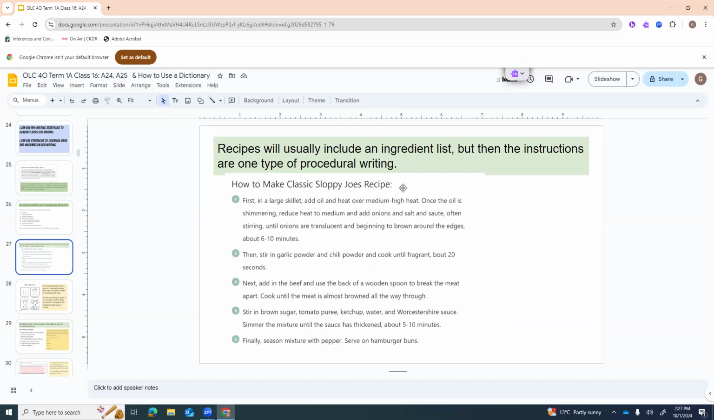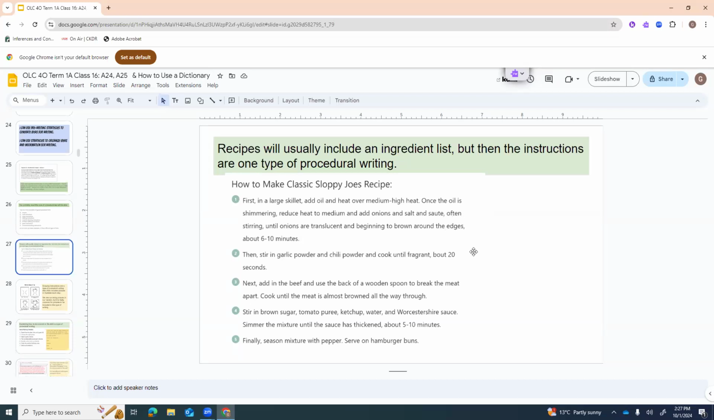So here we have how to make classic sloppy Joe recipe. First, in a skillet, add oil and heat over medium high heat. Once the oil is simmering, reduce heat to medium and add onions and salt and saute, often stirring until onions are translucent and beginning to brown around the edges, about 6 to 10 minutes. I gotta be honest, if I was the person, this isn't mine, I would totally be making them put a little period there and starting a new sentence, but that's okay.